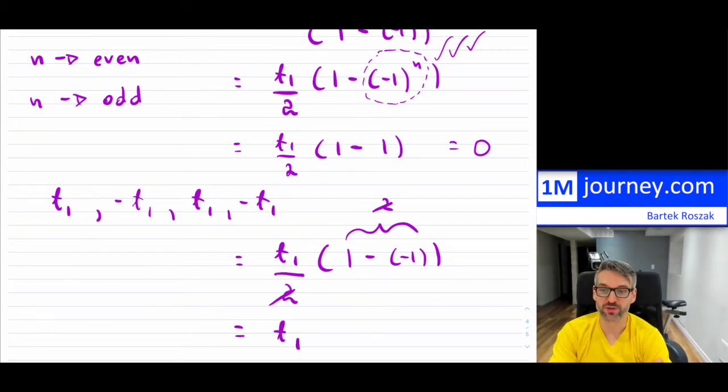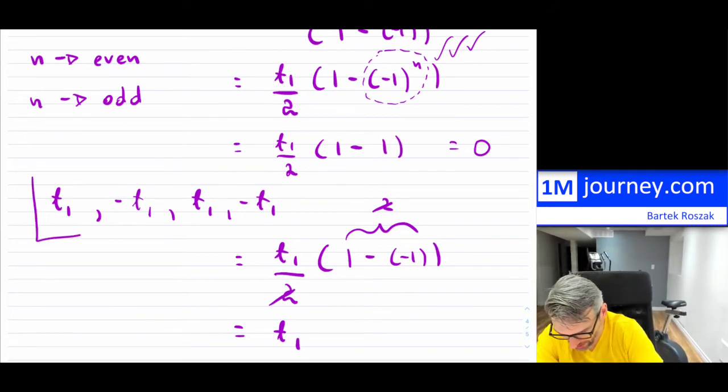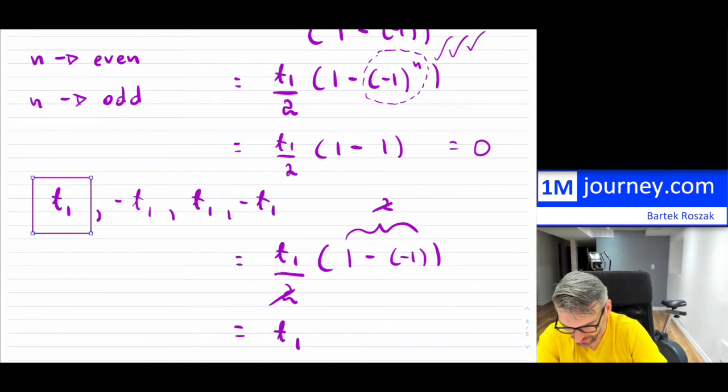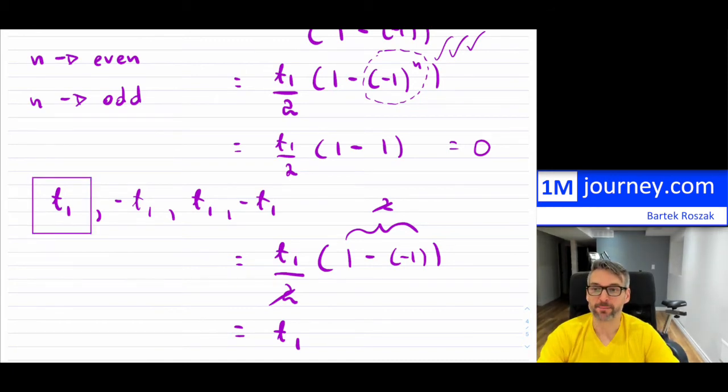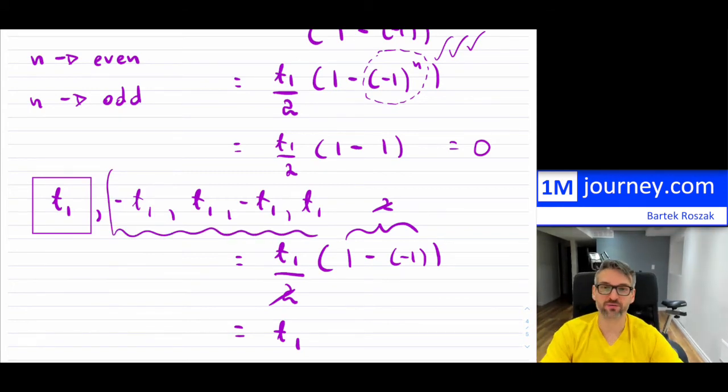And again, that shouldn't surprise you, because you're going to start with t1 like this. Now, whatever t1 might be, you're going to have an odd number of these. But all of these are going to cancel each other off, and then you're just going to be stuck with that first term.